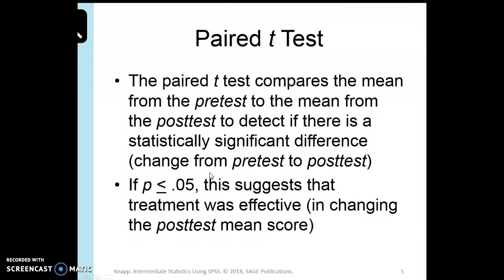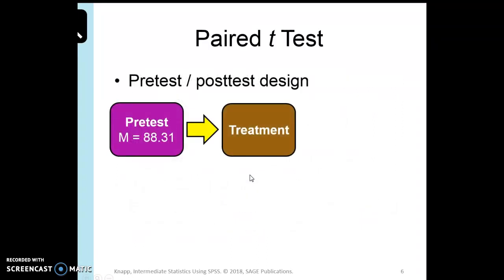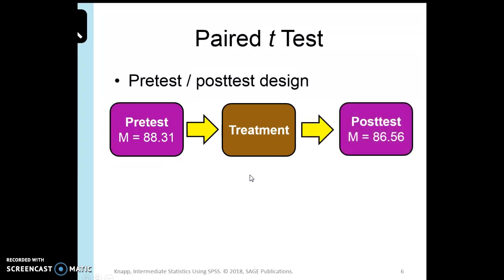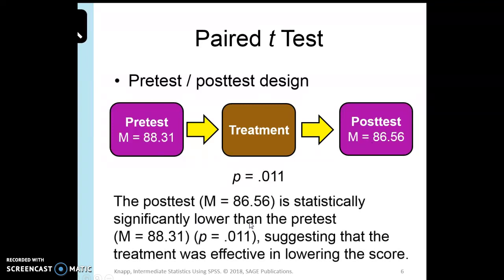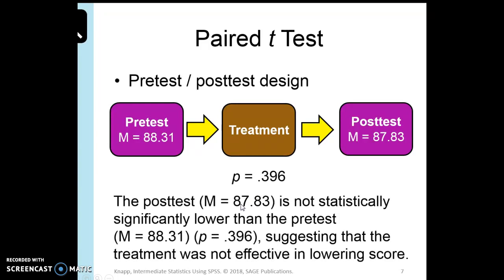The paired t-test compares the mean from the pre-test to the mean of the post-test and detects if there's a statistically significant difference. You're familiar with that by now. Pre-test, some kind of treatment, and a post-test, probably teaching them something, but evidently not in this one. Look at this. It's significant, but look at the pre-test score, look at the post-test score. That's not a good thing. Here's the information about it. Paired t-test, and here's one that was not significant.